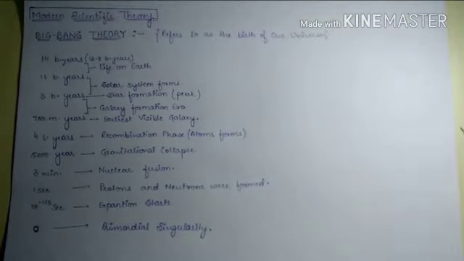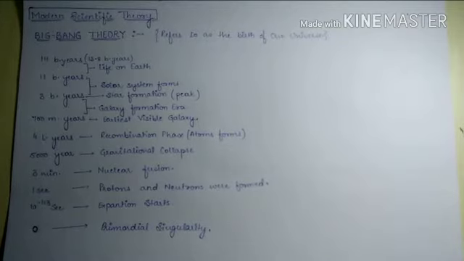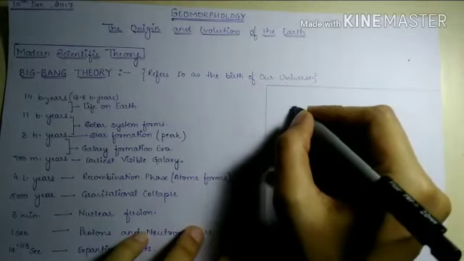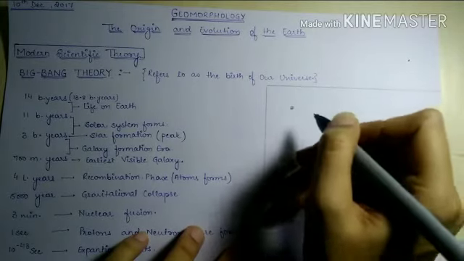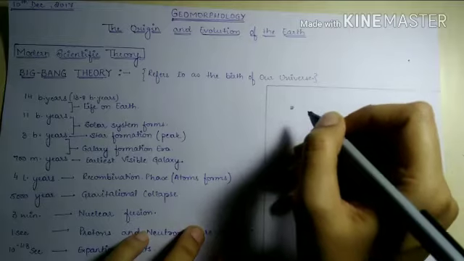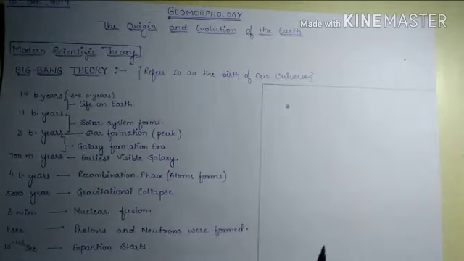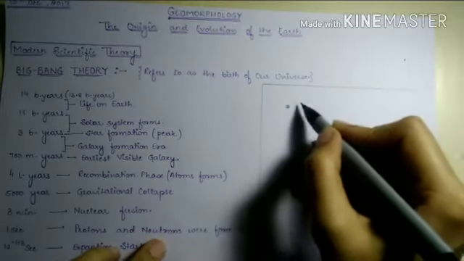So this theory states that our universe was formed from a primordial singularity which existed 13.8 billion years ago. This primordial singularity had infinite temperature and infinite density. So here is a singularity having infinitely high density, pressure and temperature, and this singularity was expanding.